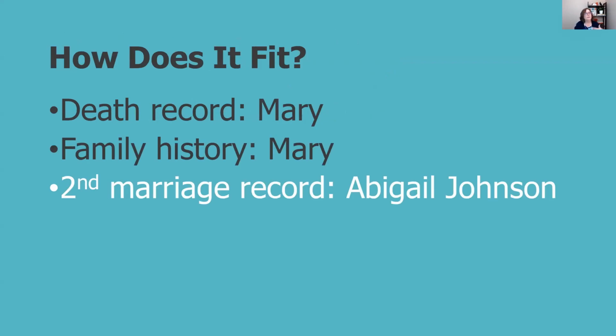Well, if we're thinking about our hypothetical question of finding what is William's mother's maiden name, and we had that death record that said it was Mary, the family history said that her first name was Mary. And then in that discovery phase, we found William's second marriage record, and all of a sudden it says Abigail Johnson. Okay, that's interesting because the death record and the family history both said Mary. So, what about Abigail Johnson?